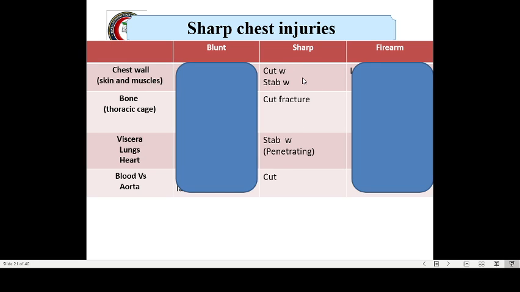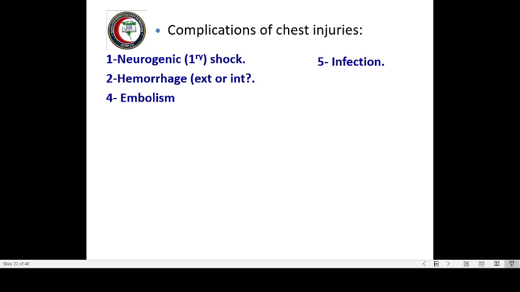Sharp trauma to the chest follows the same rules we discussed earlier. There is nothing specific here, and I remind you that a stab to the chest may cause penetrating injuries to the lungs and heart. You have known in the lecture of wounds that penetrating refers to penetration of the instrument or the weapon to a serous cavity.